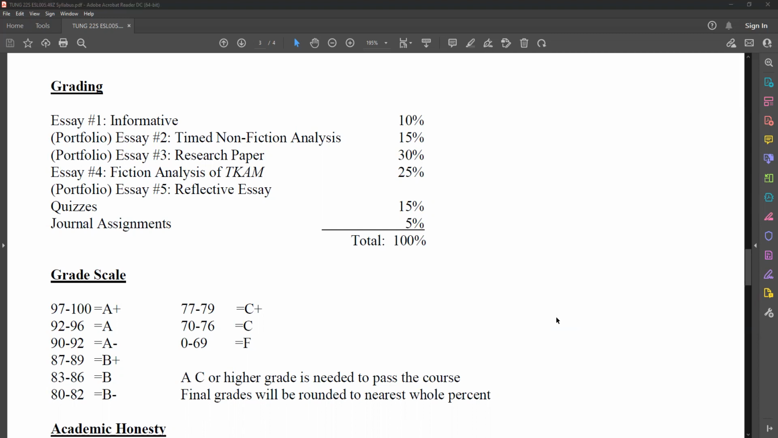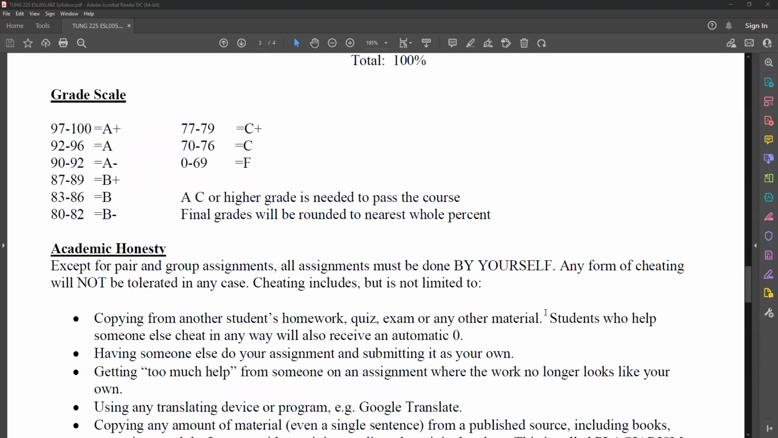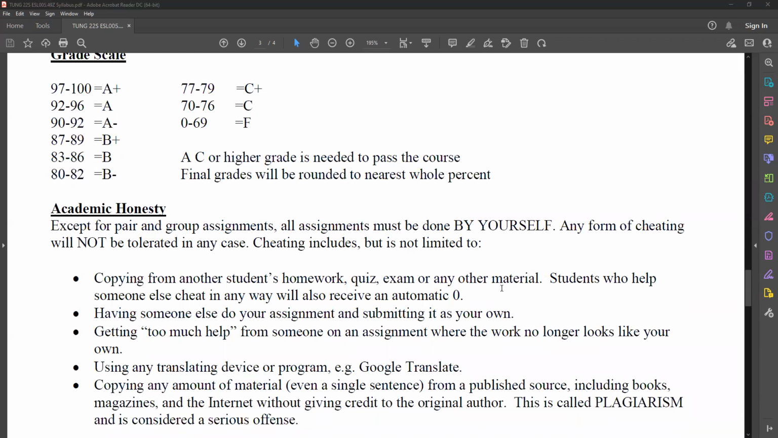So you can see 10% plus 15 plus 30 plus 25. Basically, 80% of our grade will be coming from just those 4 essays. Now, quizzes will make up 15% of the grade. And if you're keeping up with the readings every week, then usually you'll do well there. And then journal assignments are 5% of the grade. So total will be 100%. Here's the grading scale. You can take a look at how that plays out, but it's pretty common. The passing grade here is going to be a 70% or higher, C or higher. I do round up. So if you reach 0.5%, I will round up to the next whole percent.